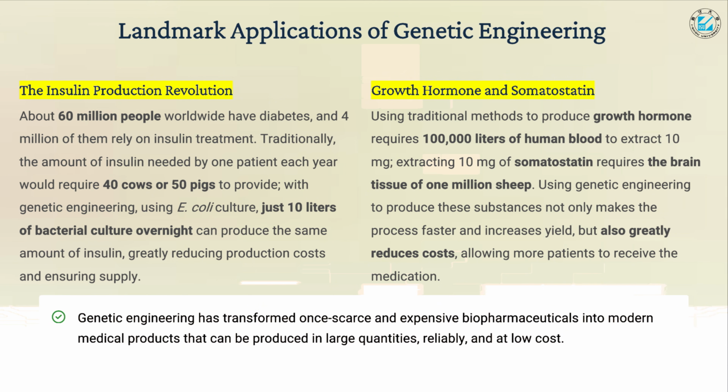Another example is growth hormone. Traditionally, human growth hormone was extracted from human tissue, which was extremely limited and carried safety concerns. Genetic engineering made recombinant growth hormone production possible. Similarly, small peptide hormones such as somatostatin can also be produced using engineered microorganisms. The key message is that genetic engineering changed rare biological molecules into scalable medical products.